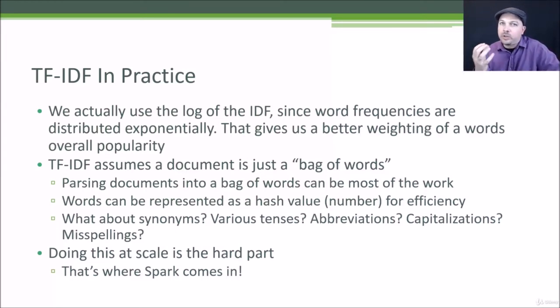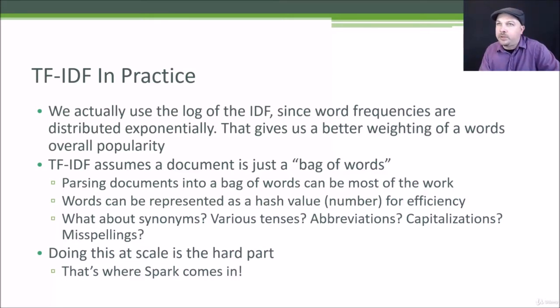We assume there are no relationships between the words themselves, and obviously that's not always the case. And actually parsing them out can be a good part of the work because you have to deal with things like synonyms and various tenses of words, abbreviations, capitalizations, misspellings. This gets back to the idea of cleaning your data being a large part of your job as a data scientist, and it's especially true when you're dealing with natural language processing stuff. Fortunately, there are some libraries out there that can help you with this, but it is a real problem, and it will affect the quality of your results.